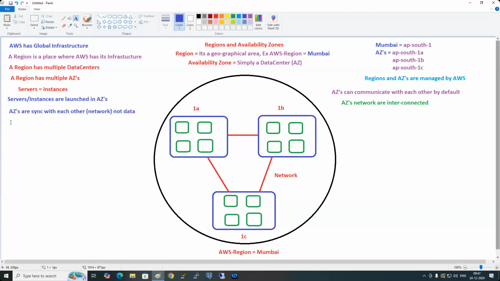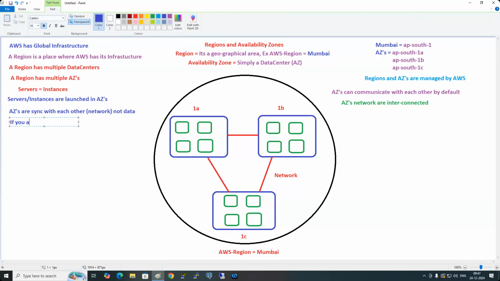So if you want to share the data, can you share it or not? If you want to share the data, you can share it to another EC2 instance in another availability zone, because availability zones are interconnected. These basics are very, very important.